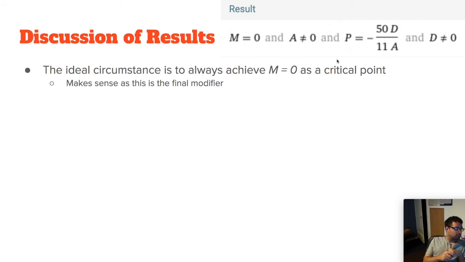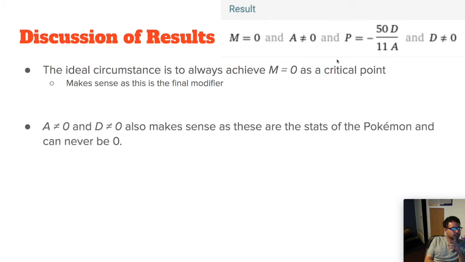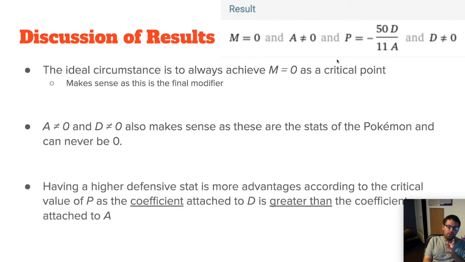A can't equal 0, D can't equal 0 is up next. Makes sense. The stats of your Pokemon cannot equal 0. That never happens in the game. But that has to do with more of the fraction rules than anything else. So we don't really need to worry about that.